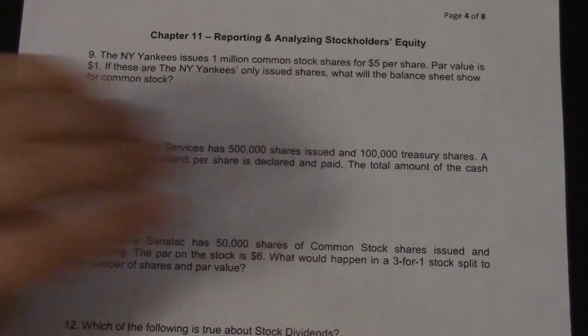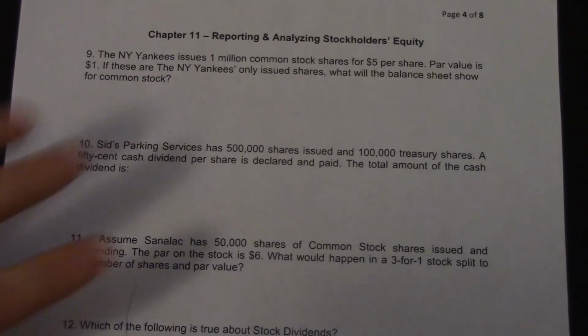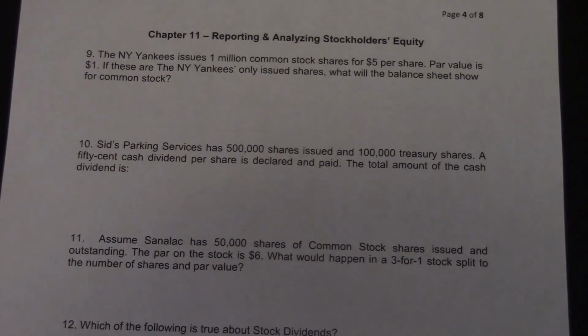1, 2, 3, 4. So here we go with Chapter 11, going over stockholders' equity. So this first question, we've got the New York Yankees issues 1 million common stock shares for $5 per share. Par value is $1. If these were the only shares, what will the balance sheet show? Let's make the journal entry first.